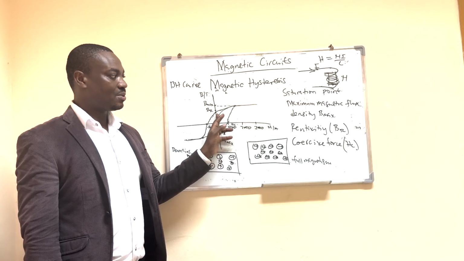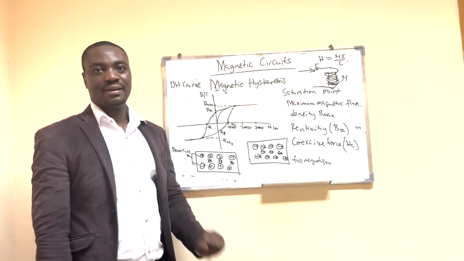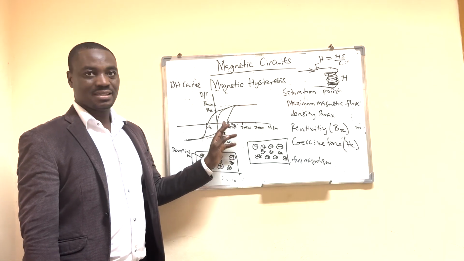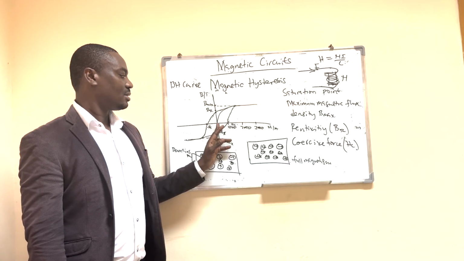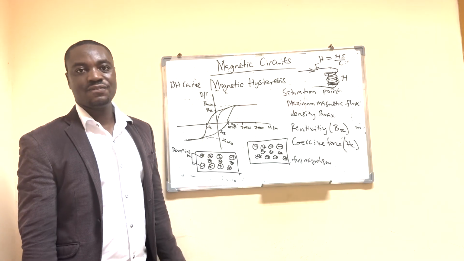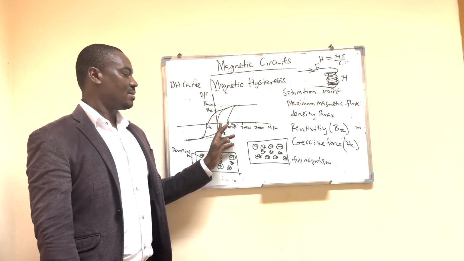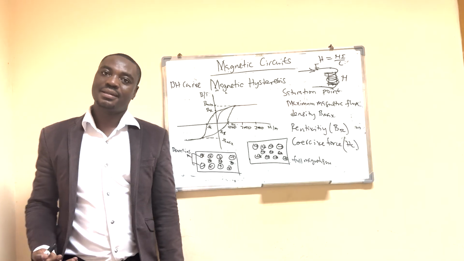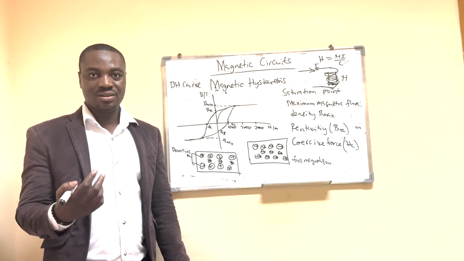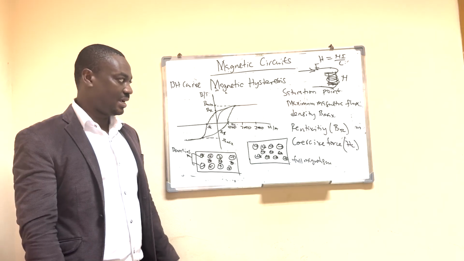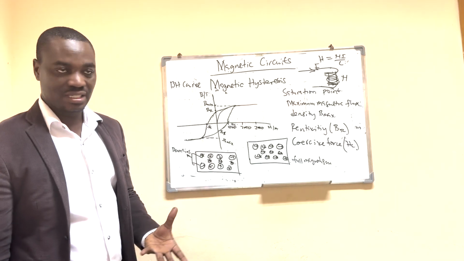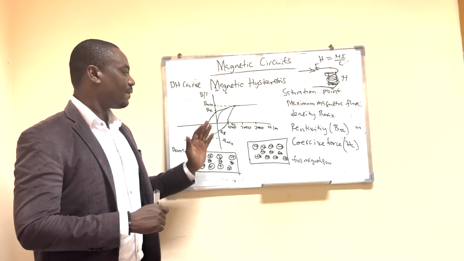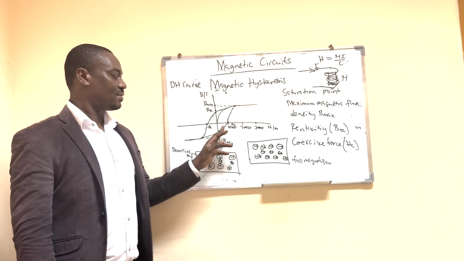Retentivity is simply the ability of the material to maintain its magnetism, meaning its magnetic field, when the magnetic field strength is zero. If the magnetic field strength is zero and you still have some magnetic field in your material, that is referred to as the retentivity of that material. Different materials have different retentivities because of the nature of each of these materials. Now the magnetic field strength is zero here.